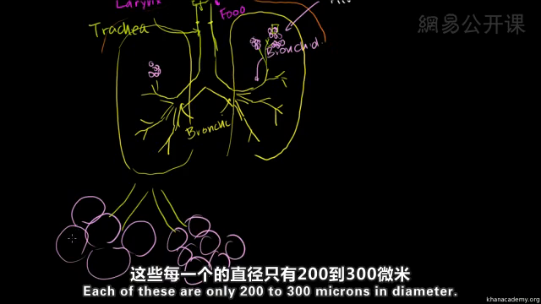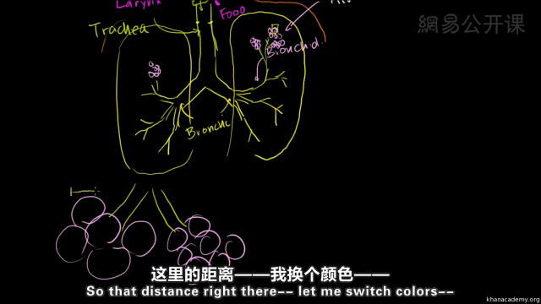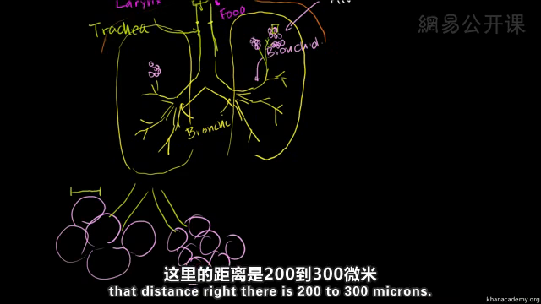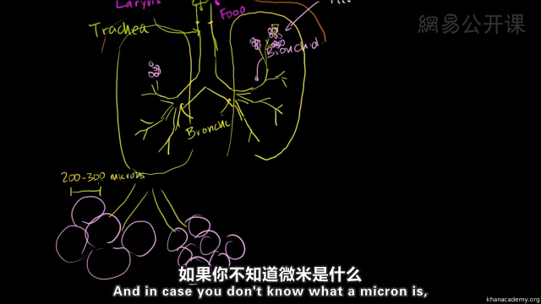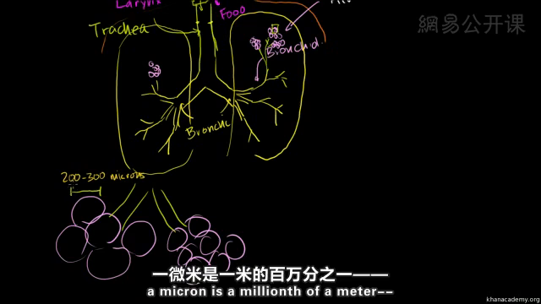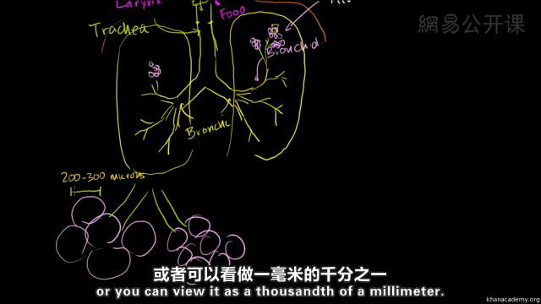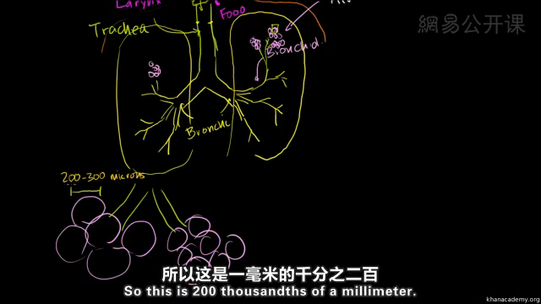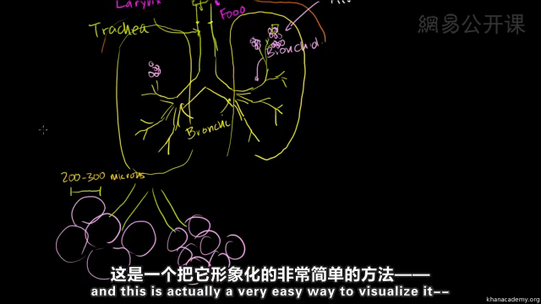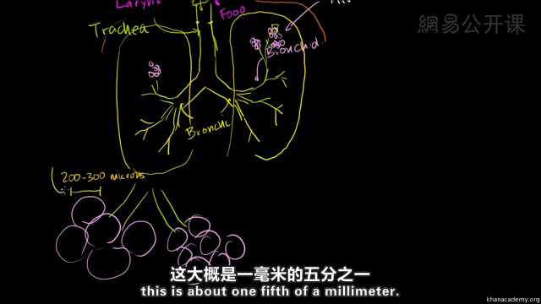Another set of air sacs just like that. Each of these are only 200 to 300 microns in diameter. So that distance right there is 200 to 300 microns. And in case you don't know, a micron is a millionth of a meter. Or you can view it as a thousandth of a millimeter. So this is 200 thousandths of a millimeter. Or you can think of it, and this is actually a very easy way to visualize it, as about 1/5 of a millimeter.